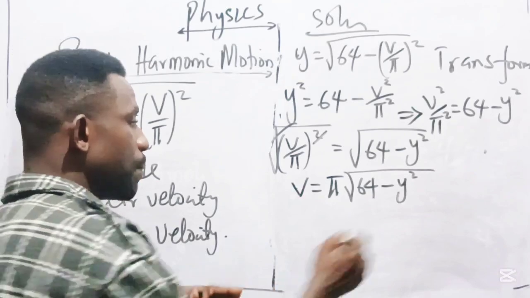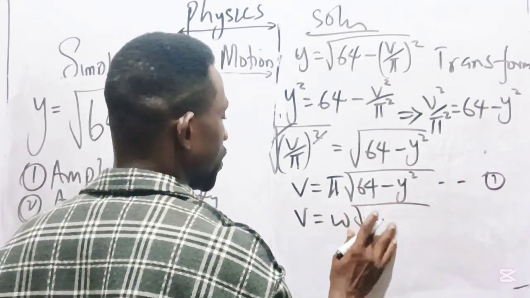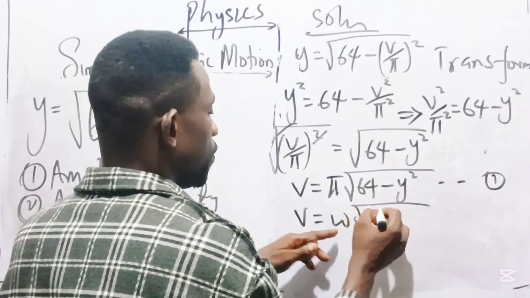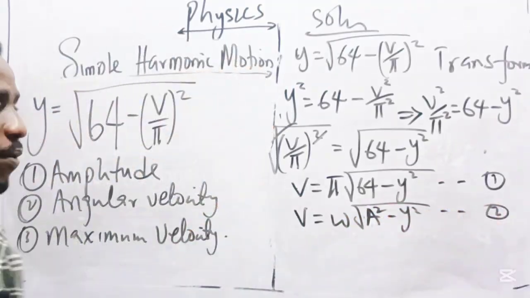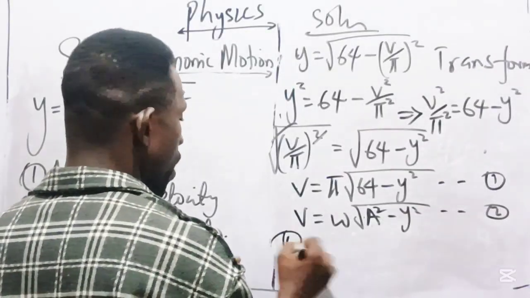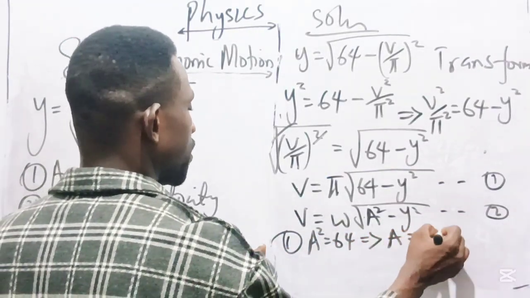So the next thing is to compare. We call this equation 1. Then we compare it to equation 2, which says that v is equal to w into square root of a squared minus y squared. Call this equation 2. So we do comparison such that for number 1, a squared is equal to 64, which implies that a is equal to 8 meters.